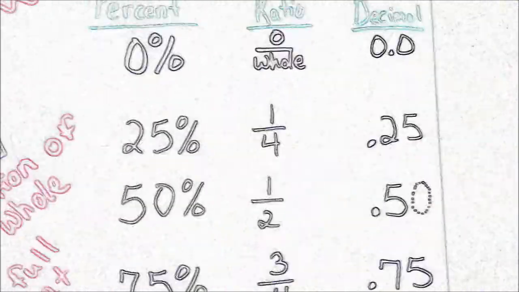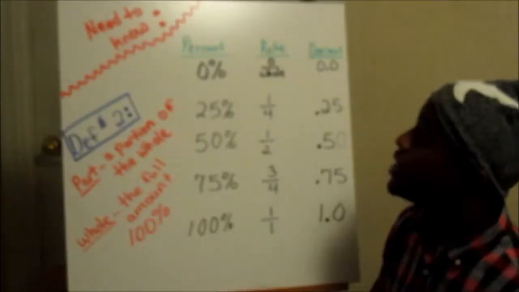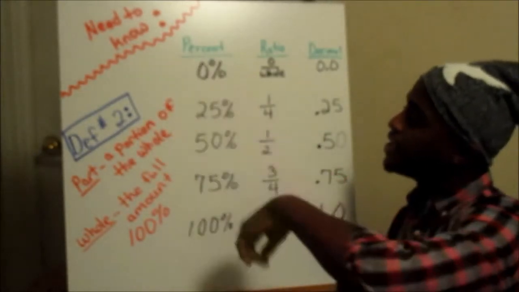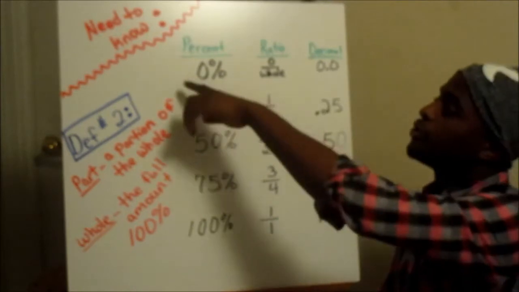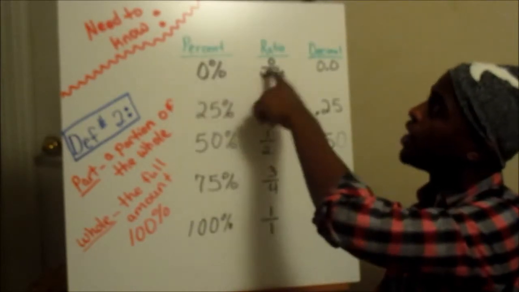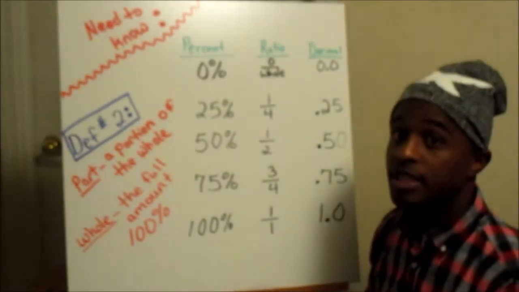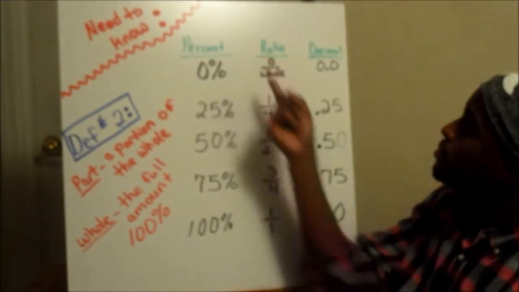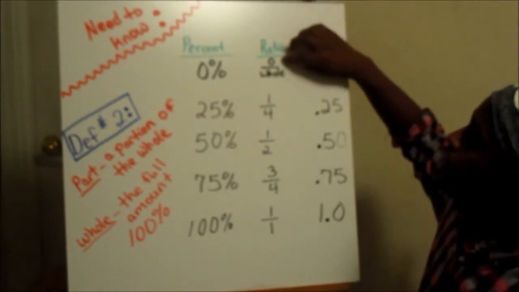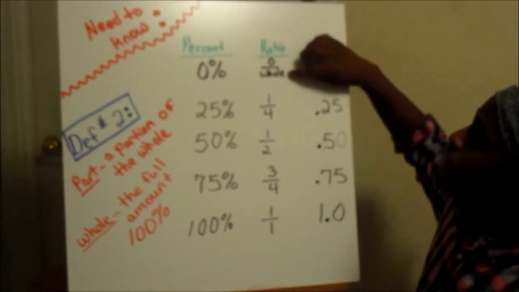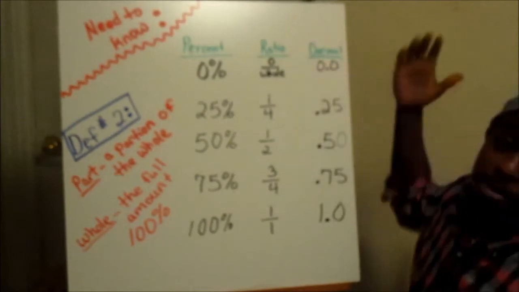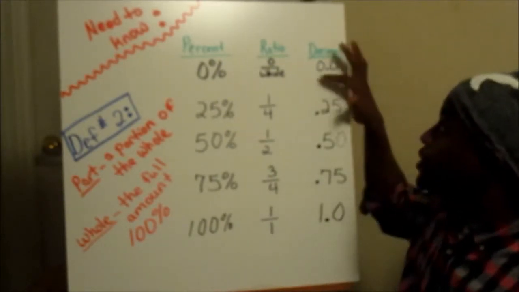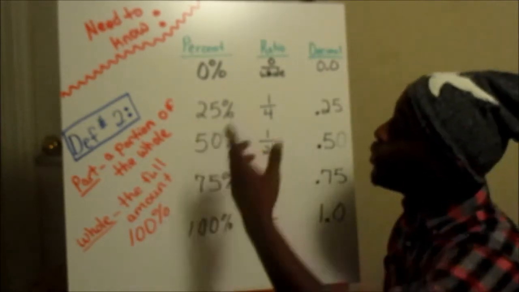Alright, back to the Mr. Austin that you may encounter. Alright, so I definitely want you to get down this particular chart, which shows you some common percent, ratio, and decimal equivalents. And by equivalent, I mean they're equal. So 0% is equal to the ratio 0 compared to the whole. So that means nothing. And the decimal, of course, would be nothing as well. So 0.0.